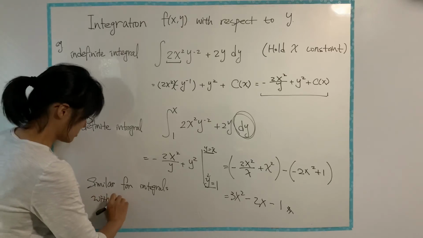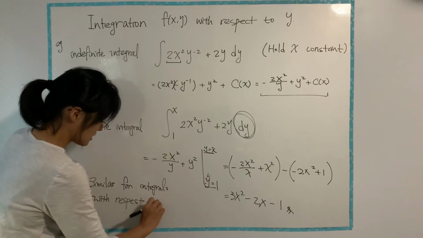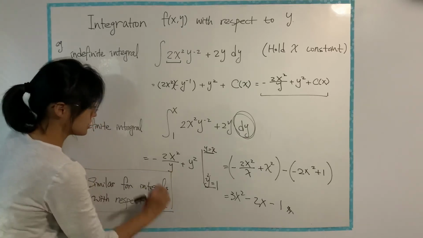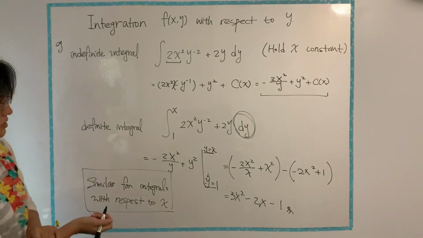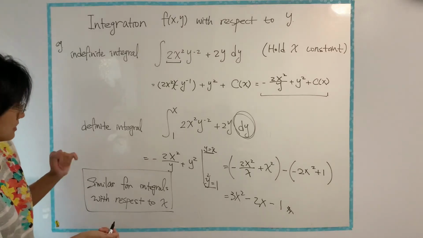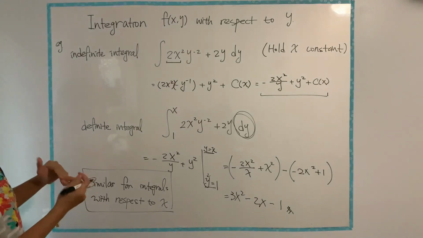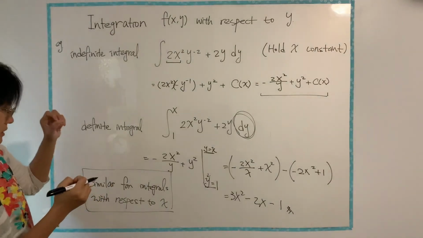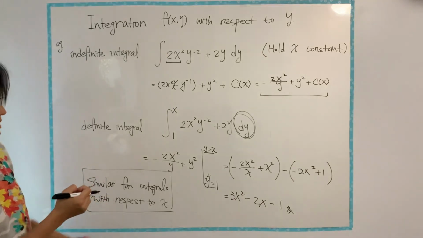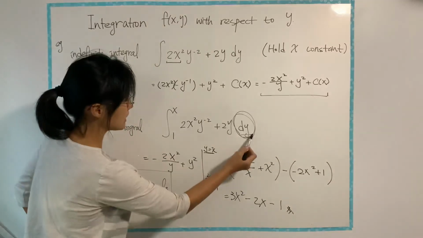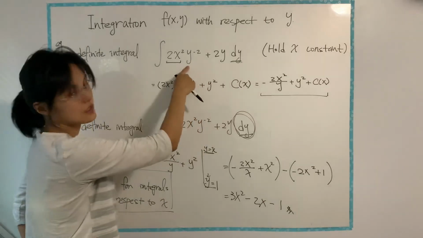Okay, so if we're gonna do integral with respect to x, we're gonna follow the same strategy, except this time we're gonna hold y as constant. Okay, so I'm not going to do more examples, and you know how to do it. Just like when you do d/dx, you treat y as a constant. When you do d/dy, you treat x as a constant. And here when you have dx, then you treat the y as a constant, just like that.